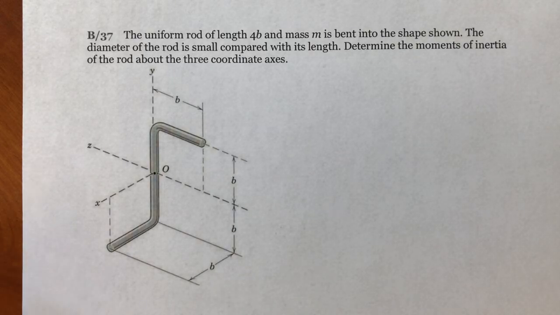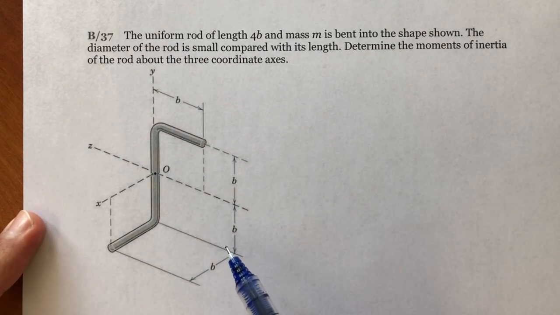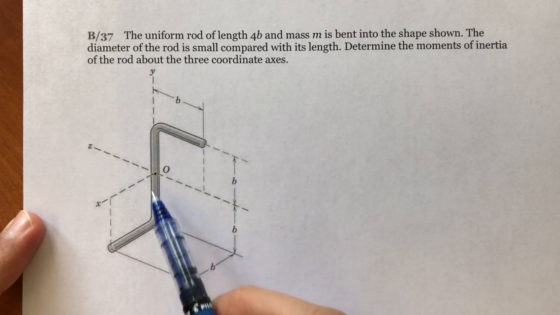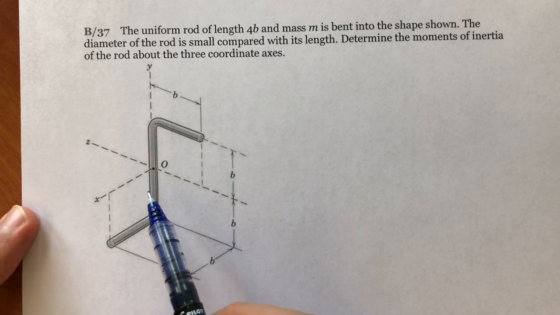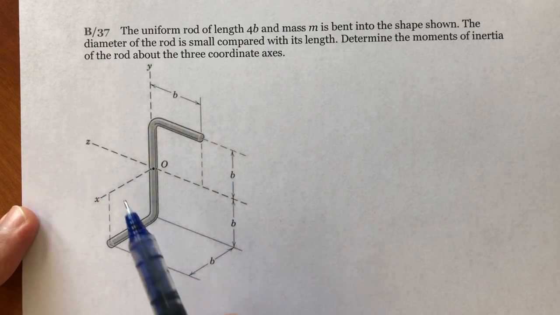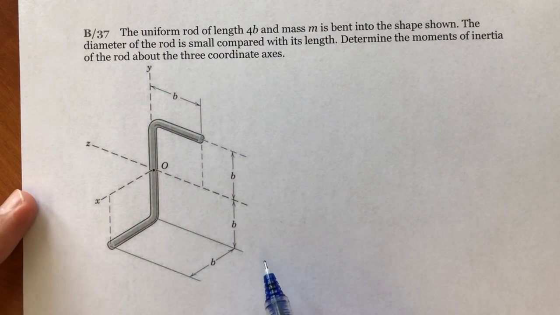Sometimes, like this problem, we have a more complicated geometry. For example, in this problem, B37, we have this rod with the mass of m with this shape in 3D, and we want to find the mass moment of inertia about the x, y, and z axes. So how can we solve this type of problem?